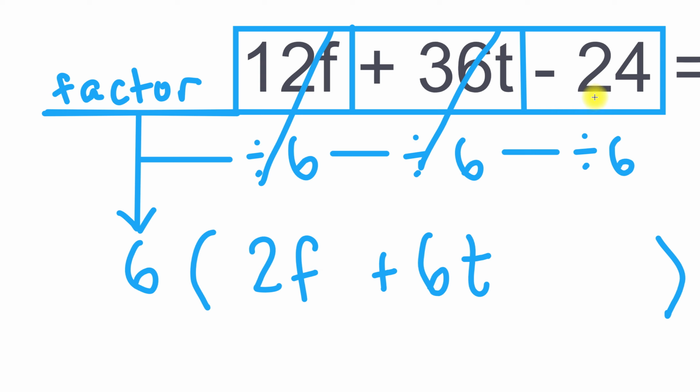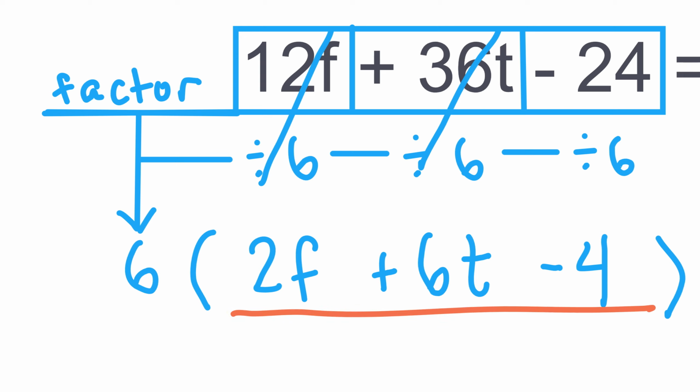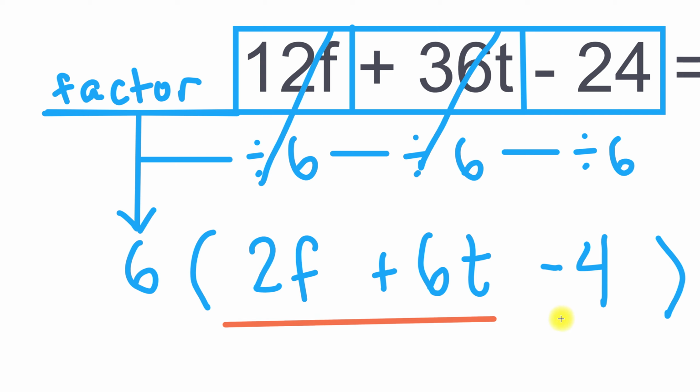And then I'll go to my final term, negative 24, the constant. I will take negative 24 and divide that by 6, and when I do that, I will get negative 4. So the expression that they're looking for is this expression right here, because remember, they already gave us the 6 outside parentheses. So the answer they're looking for is 2f plus 6t minus 4. Let's try that again. Okay. So the expression they're looking for, again, is positive 2f plus 6t minus 4. That's the expression they're looking for when we're using a factor of 6.